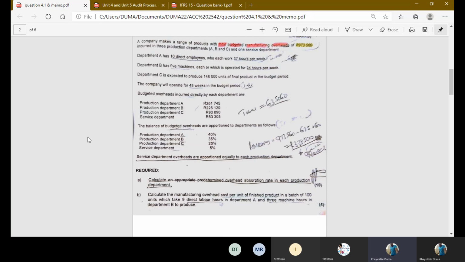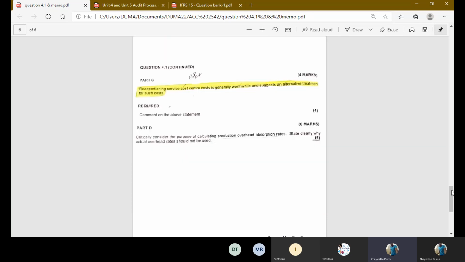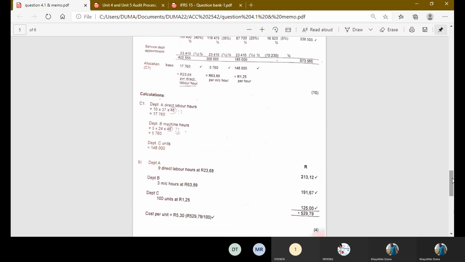And then now we are given the condition that if it spends 9 direct hours in department A and 3 machine hours in department B, and then these units are how many? 100. So how are you supposed to do that? You simply go and take your predetermined overhead rate. Predetermined overhead rate for production department A, we got that it's 23.68. So how many hours is it going to spend on production department A? It was going to be 9 hours. So you'll simply say 9 hours multiplied by the overhead rate.